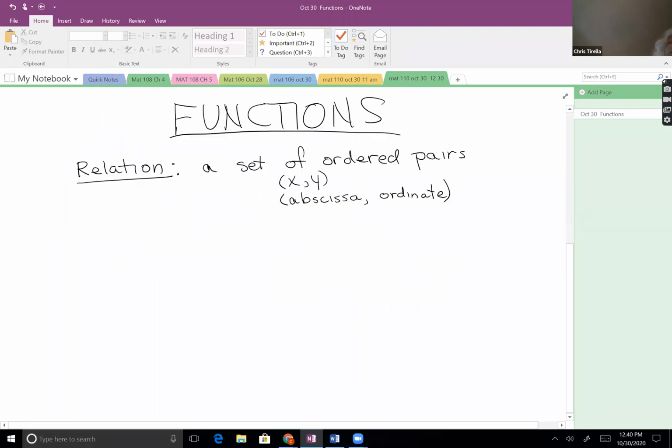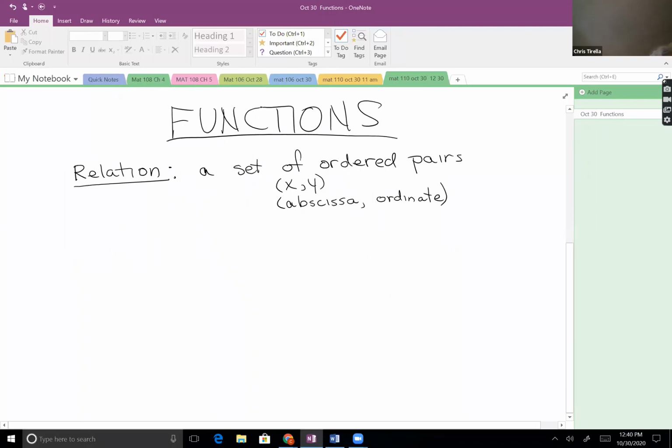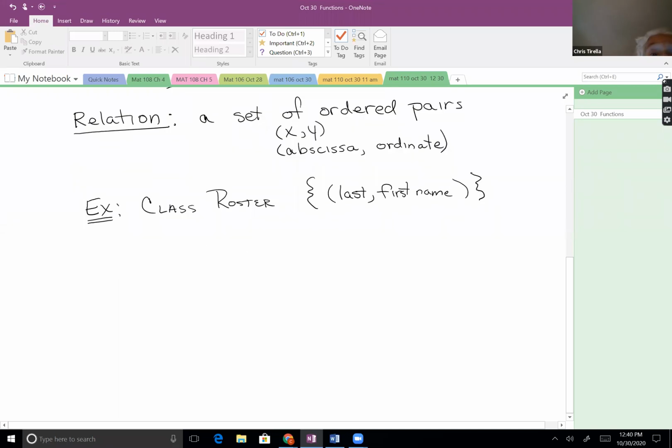We're going to mostly focus on numeric ordered pairs, but you see examples of relations that aren't numeric. One example would be when I get a class roster at the beginning of the semester. I get a set, and in that set, I get all of the students' names, and they're usually last name, comma, first name. So that roster would be a relation where we're pairing people's last names with their first names. I'm leaving a space in between these for a reason. I'm going to go back and fill in the space in a couple minutes.